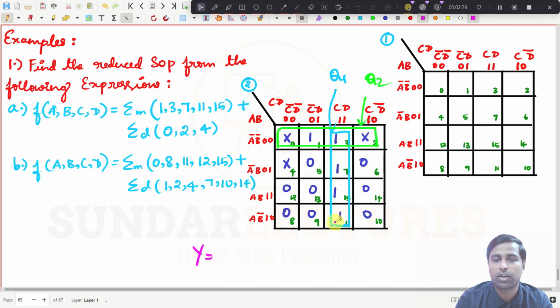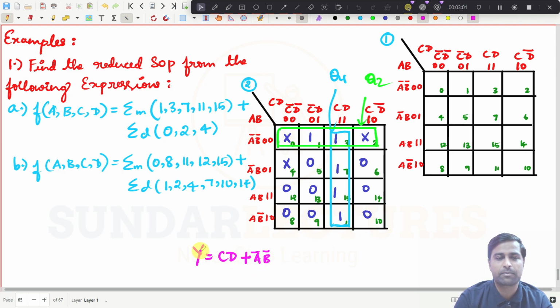Y will be equal to, for this quad, CD is the final answer. CD, only CD. Why? Because only CD will come in all these 4. You don't have any common terms, right? So CD. So put plus, and for this quad, A bar B bar is the final answer, right? A bar B bar. This we have already got, we spent so much time to learn how to write the equations, right?